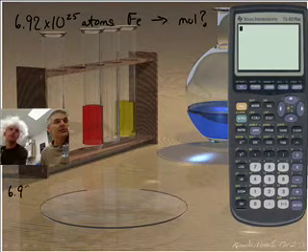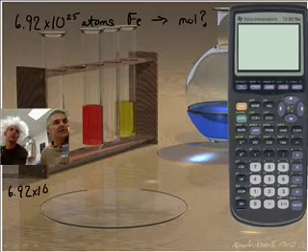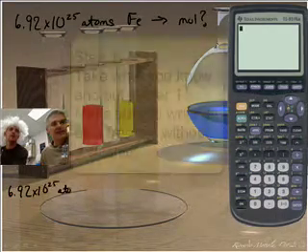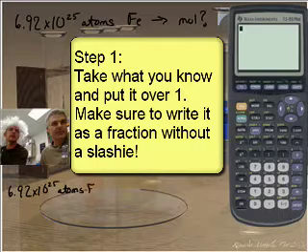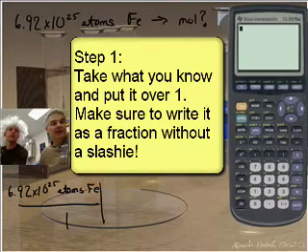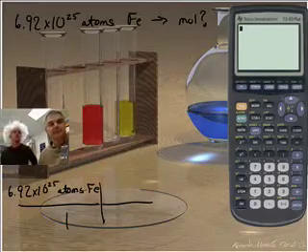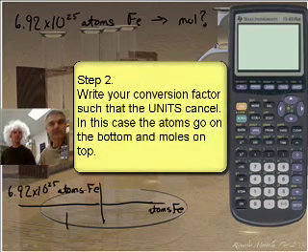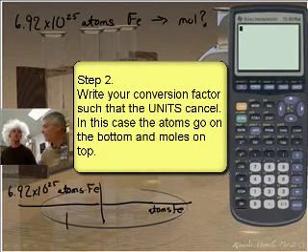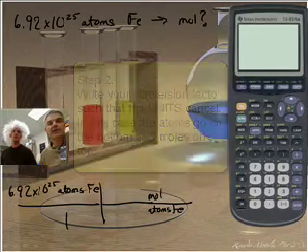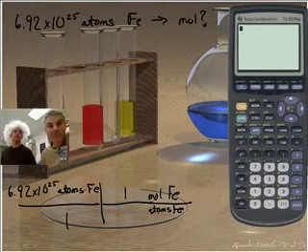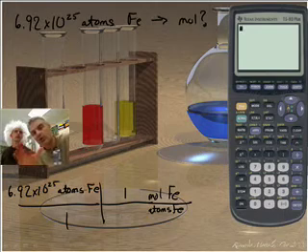Well, you're just going to start with what you know, which is 6.92 times 10 to the 25th atoms of iron. And then the conversion factor we're going to use is Avogadro's number, 6.02 times 10 to the 23rd particles. So atoms of Fe go on the bottom. An atom is a particle, so is a molecule. Then I'm going to say 1 mole of Fe on the top.